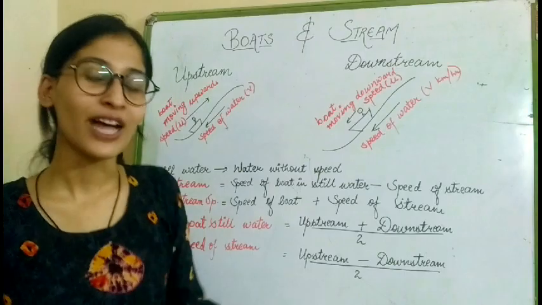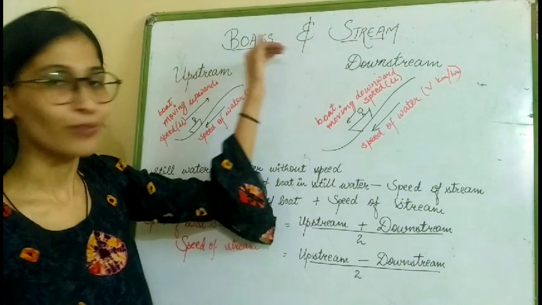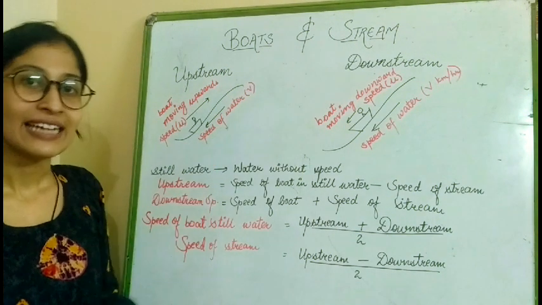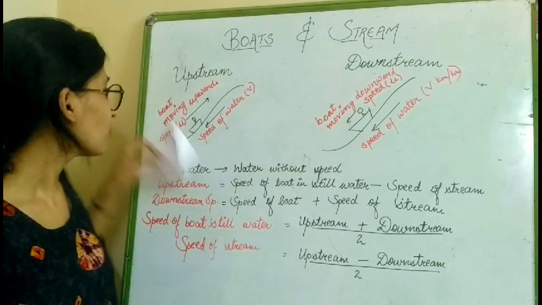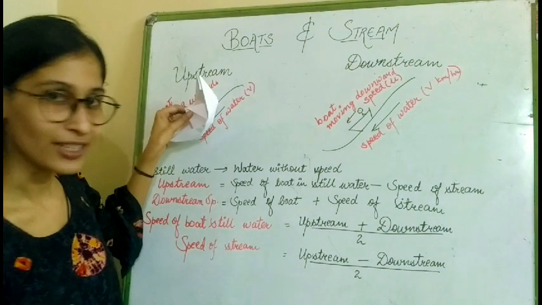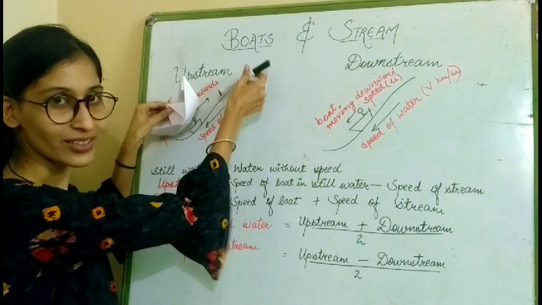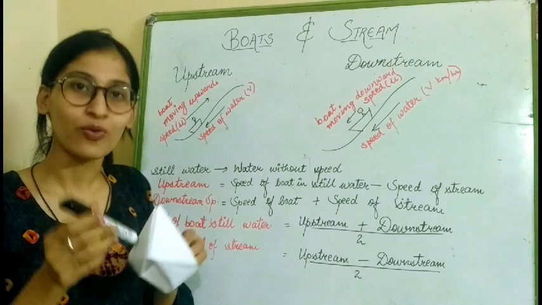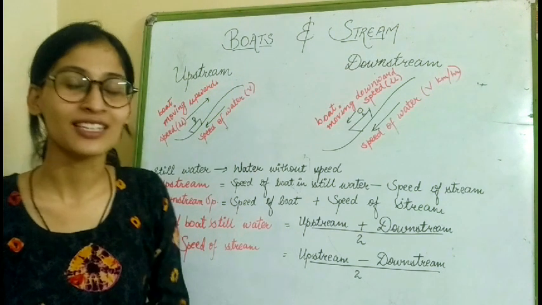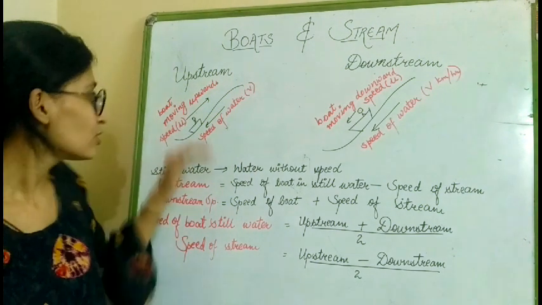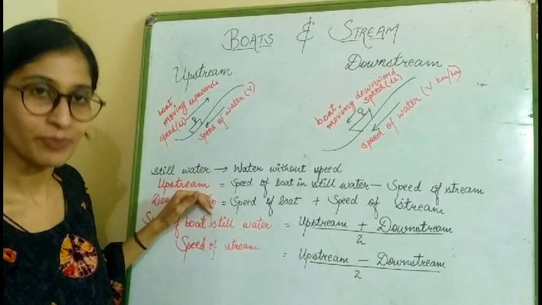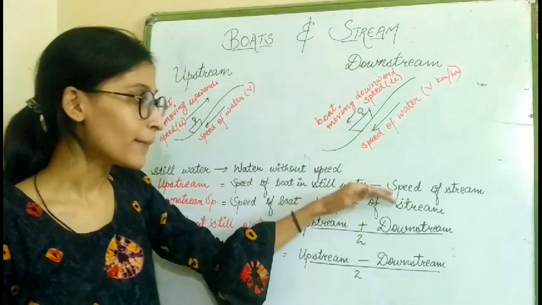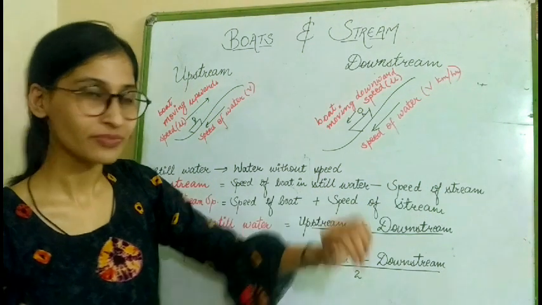In today's class, we are going to discuss the concept of boats and stream. First case is of upstream. In the case of upstream, the boat is moving in the upward direction and the flow of water is in the downward direction. So overall, the flow of water is going to decrease the speed of the boat. So overall, the upstream speed is written as speed of boat in still water minus speed of stream.